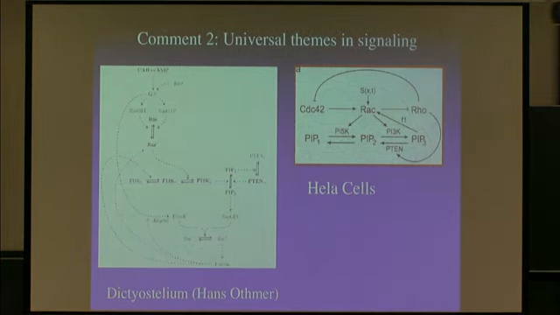And one other comment I wanted to make, and that is the fact that it looks like there are all kinds of universal themes that we see popping up in many distinct cell types. So this is a diagram that was in the talk that Hans gave for dictyostelium. And we see that there are these PI3K and PIP-P10 which affect the phosphoinositides, and we see that there is RAC, we see that there are feedbacks between them, and we see similar things in, for example, the HeLa cells that we've been looking at.